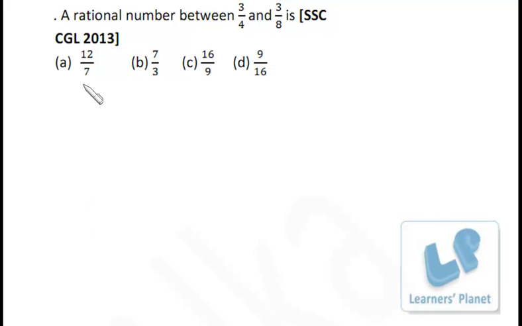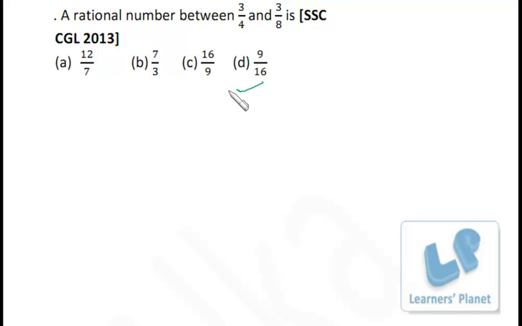So you just say 12 by 7 is more than 1, 7 by 3 is more than 1, 16 by 9 is more than 1. Only one option is less than 1, that's 9 by 16. And there is none of these, so no calculation is required, right? And this is the final answer, 9 by 16.